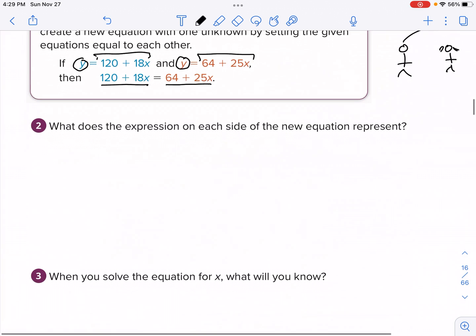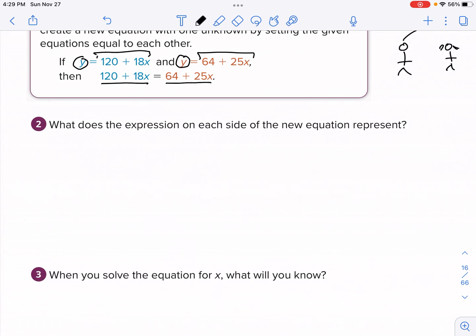Okay. So number two, what is the expression on each side of the new equation represent? Okay. Now 120 plus 18x. We wrote it a different way. We put 18x before 120, but the book likes to write it this way. This represented Colleen's, let's say Colleen's savings. So we want to find when Colleen's savings will be equal to 64 plus 25x, or what that means is Jimmy's savings.